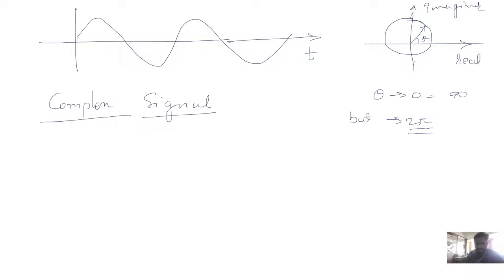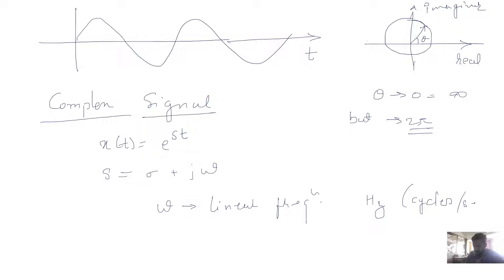Now, how do I represent a complex signal? This might actually be a revision for you, I might be repeating for you, but we have to see how we write a complex signal. x(t) is equal to e raised to st. Like this, we represent the complex signal, where s is equal to sigma plus j omega. Am I right? Here, I need to mention one thing: whenever I write small omega, it is the linear frequency, which is represented in hertz or cycles per second.